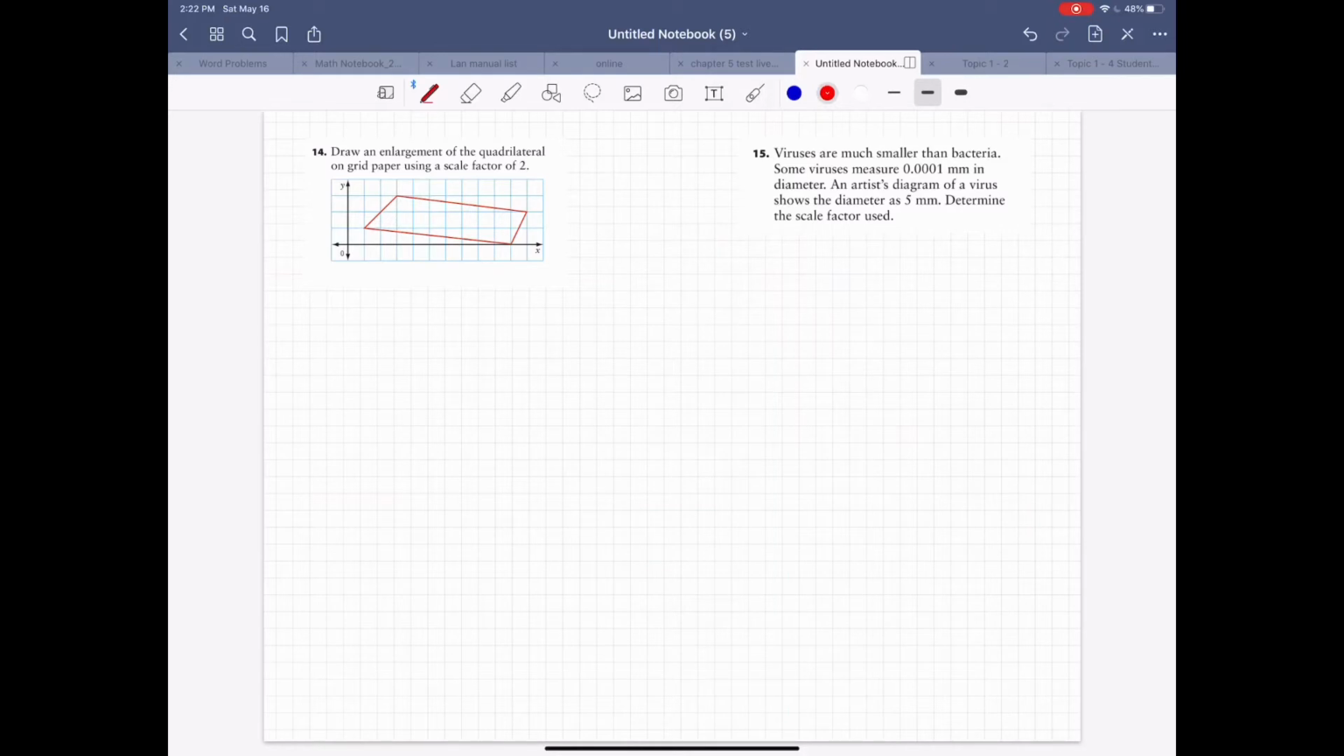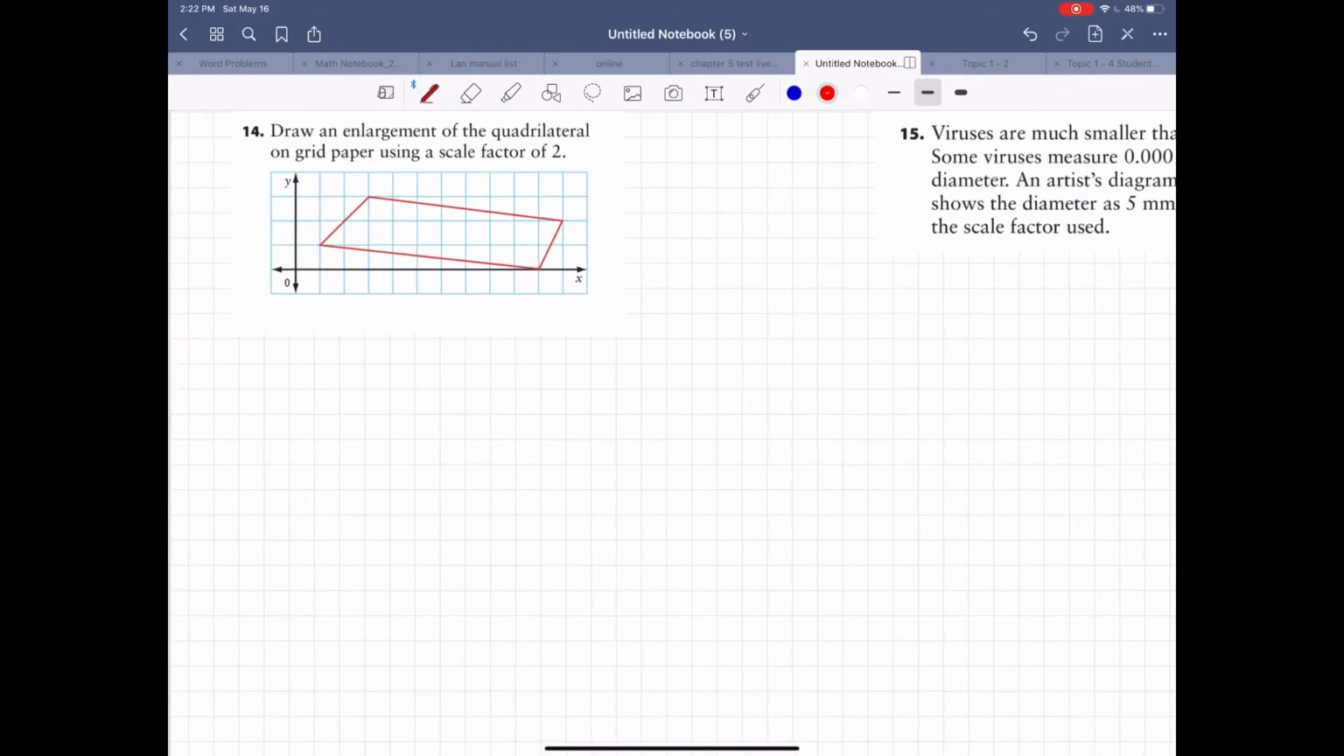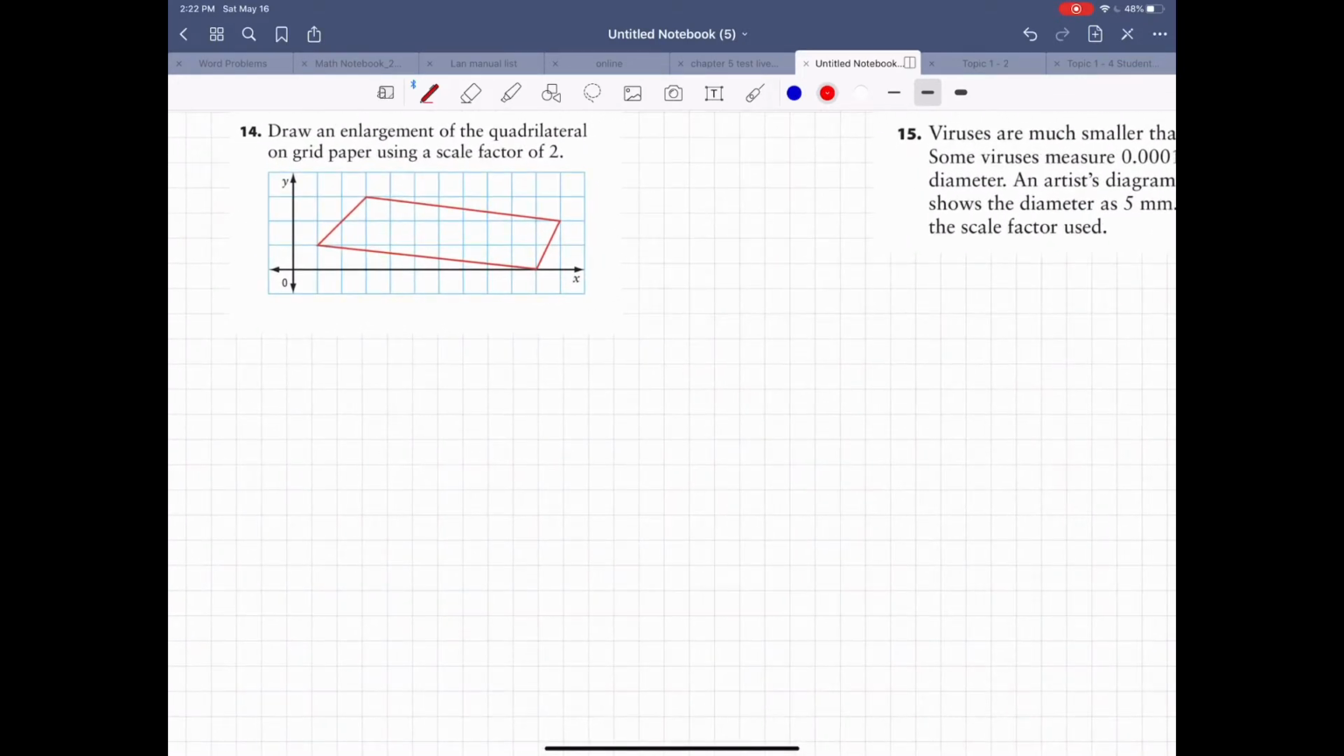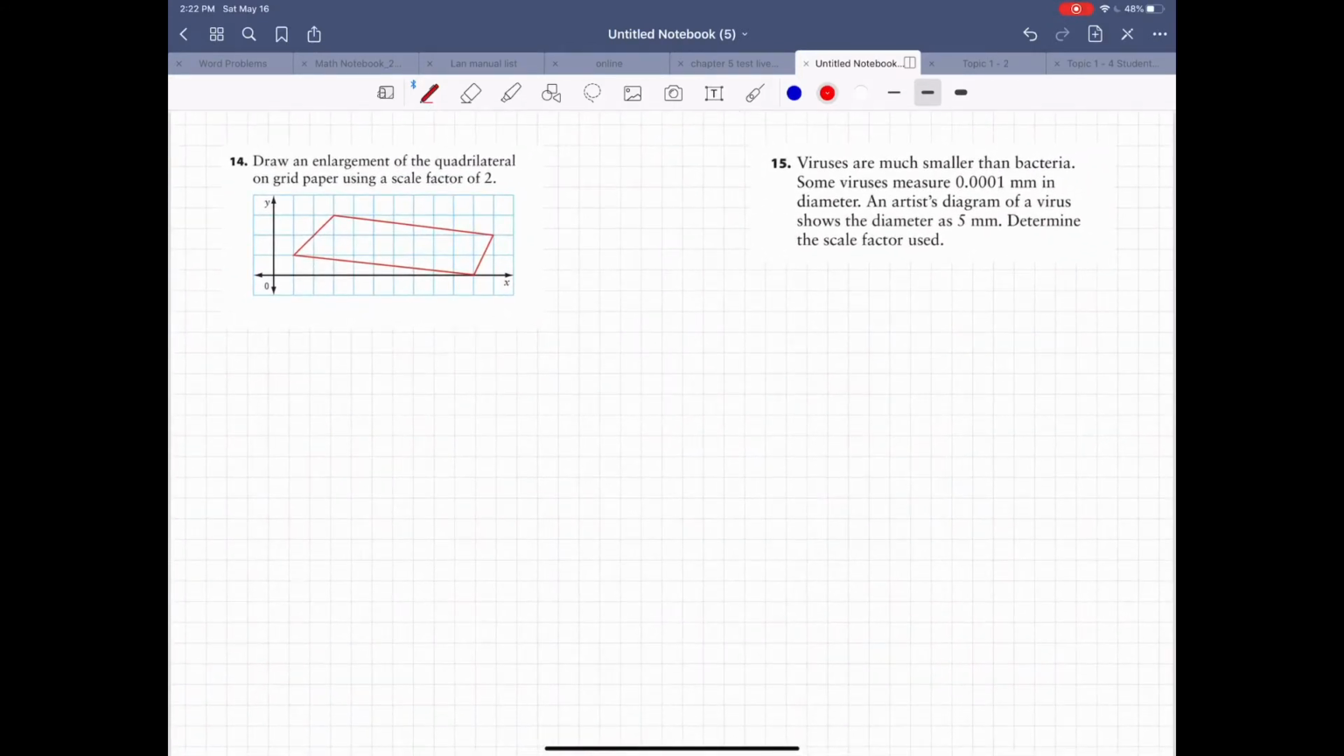Yeah, these are easy questions, and chapter 4 is generally easier than the other ones. So this question here in our textbook: draw a large enlargement of the quadrilateral on grid paper using a scale factor of 2. If the scale factor is bigger than 1, that means you're making something bigger, an enlargement. So you're making it larger by 2 times. That's what it's saying basically.